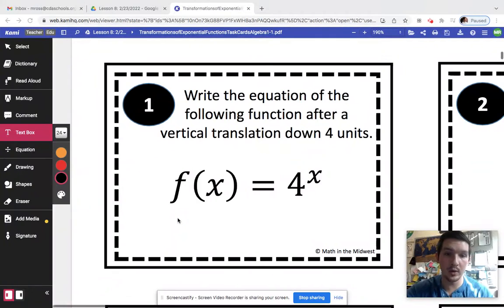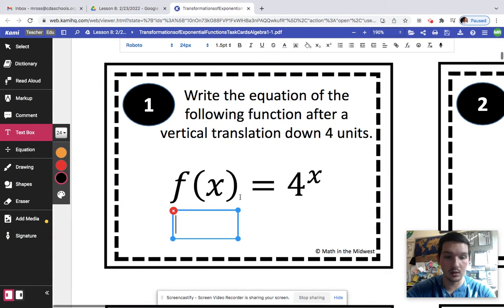So number one, it says write the equation of the following function after a vertical translation down 4 units. So a reminder, all we have to do is write down an equation, a new one, after the translation of down 4 units. Now remember, up and down is just going to be a plus or minus a number at the end of your equation, whereas left and right, you're going to have something connected to your x, and I'll show you that in a second.